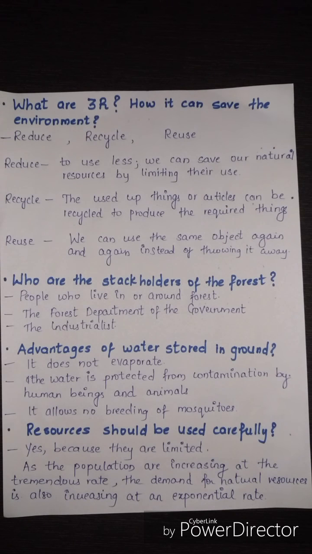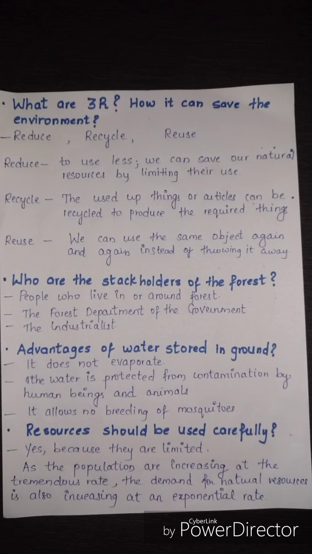Then recycle: used-up articles of plastic, glass, paper and metal can be recycled to produce the required things. And then reuse. In reuse, we use the same article again and again instead of throwing it away.